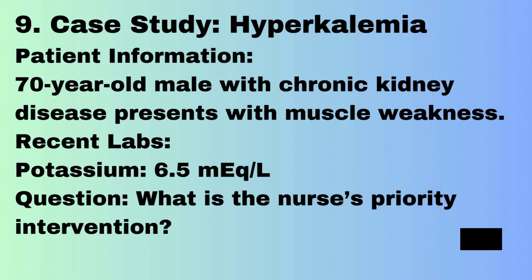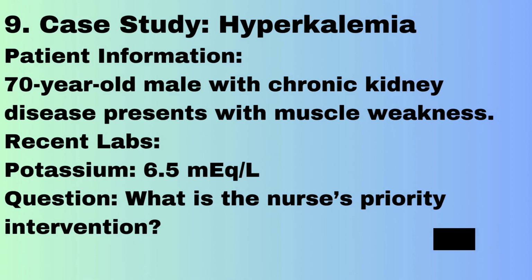Case study. Hyperkalemia. Patient information. 70-year-old male with chronic kidney disease presents with muscle weakness. Recent labs. Potassium 6.5 milliequivalents per liter. Question. What is the nurse's priority intervention?